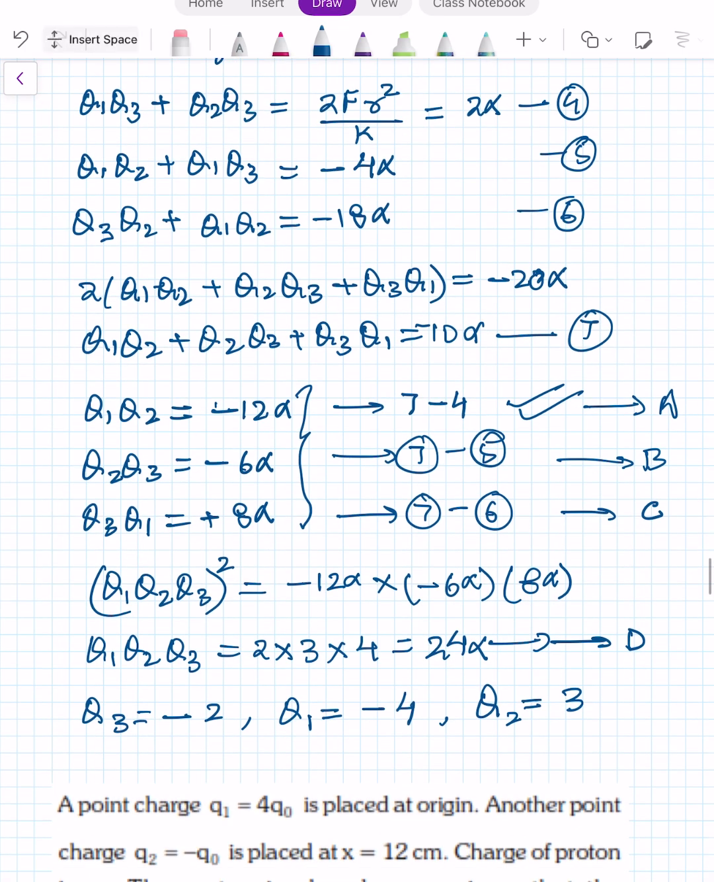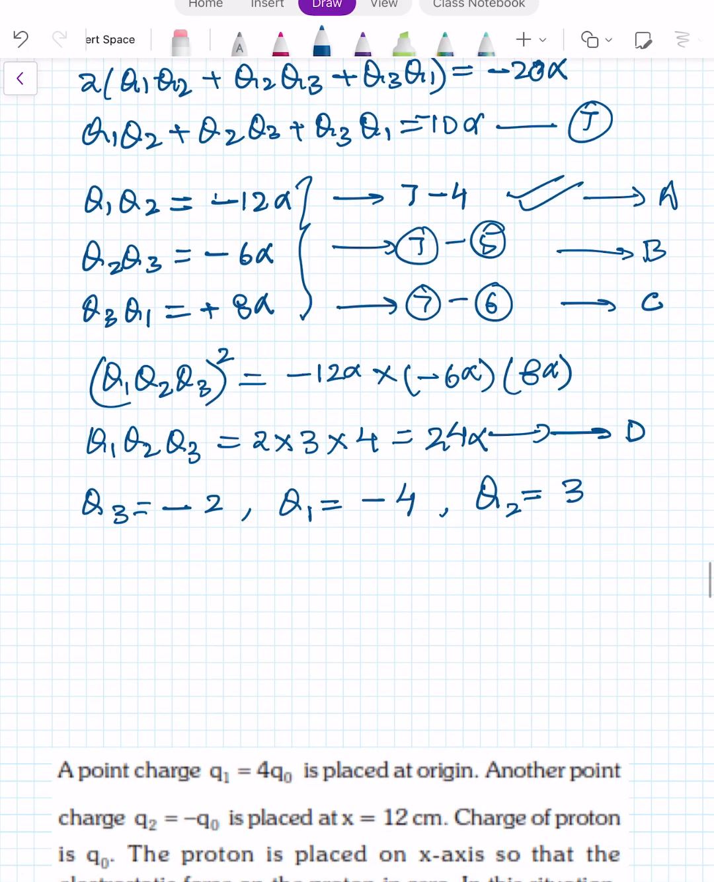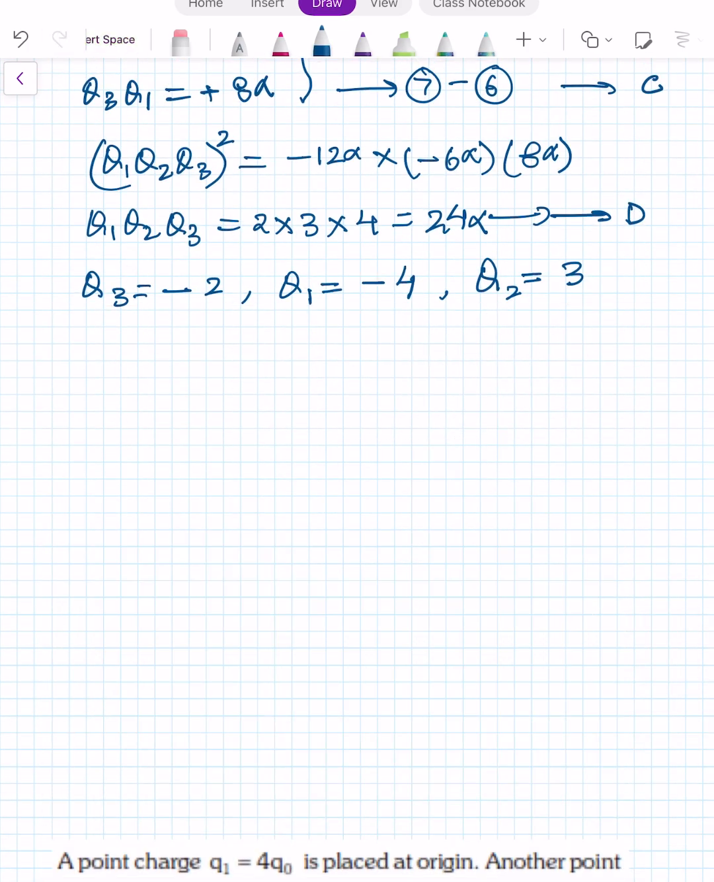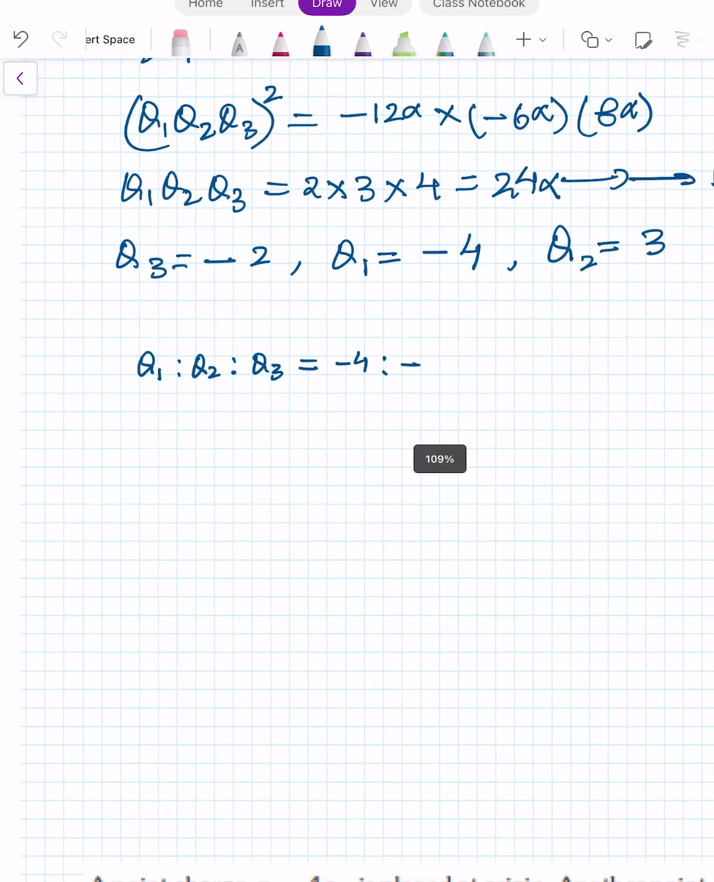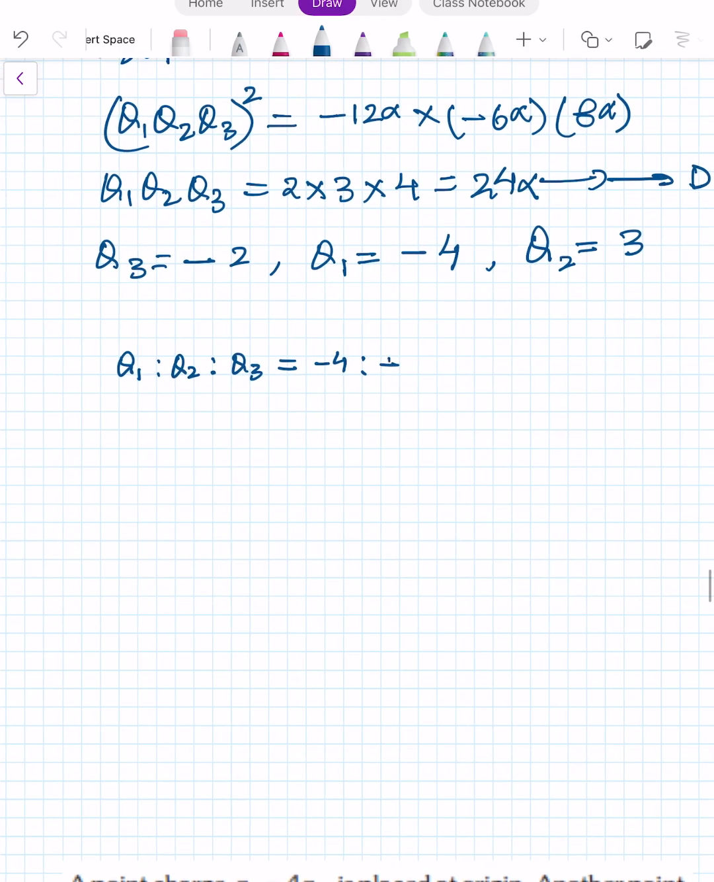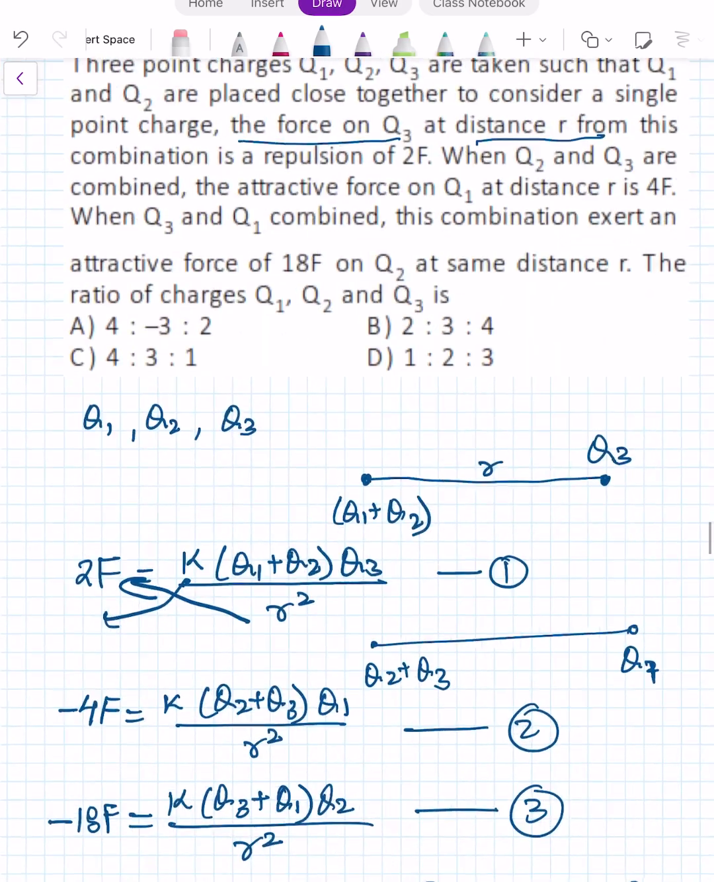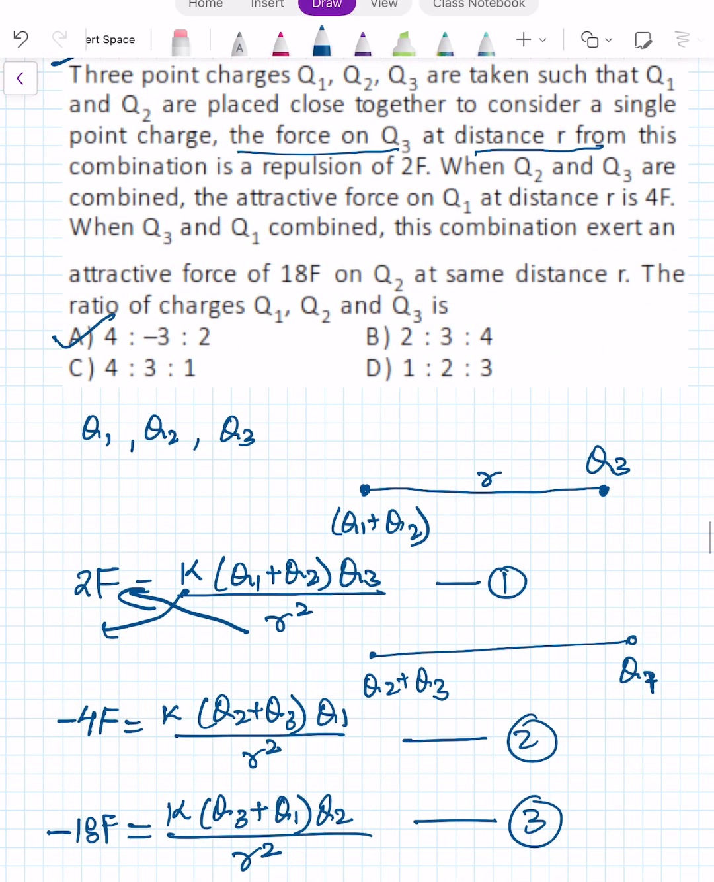So you are going to have Q1 is to Q2 is to Q3 is equal to minus 4 is to plus 3 is to minus 2. That is, we can say 4 is to 3 is minus 3 is to 2, 4 minus 3 minus 2. Correct answer will be option A.